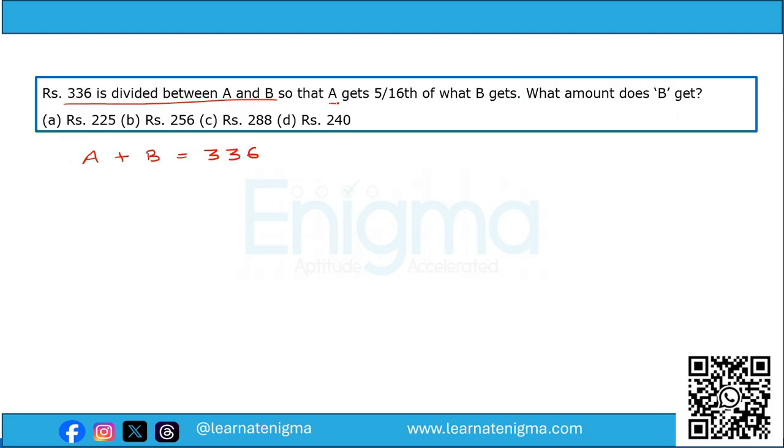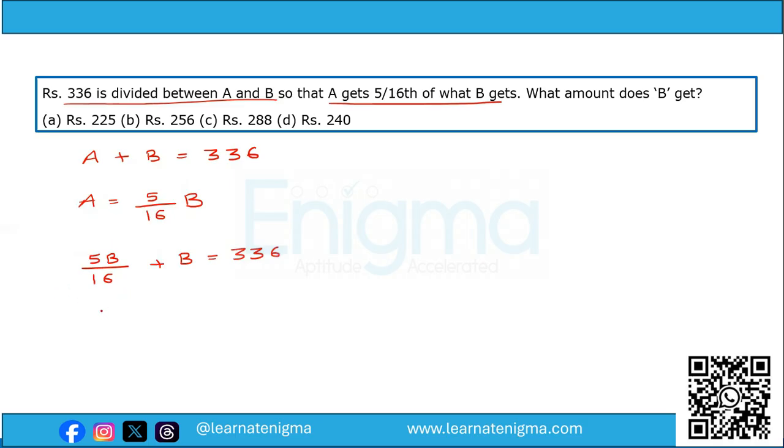From the second part of the sentence, we get that A gets 5 by 16th of what B gets. So A is equal to 5 by 16th of B. So if we substitute this value in the first equation, we have 5B upon 16 plus B is equal to 336.